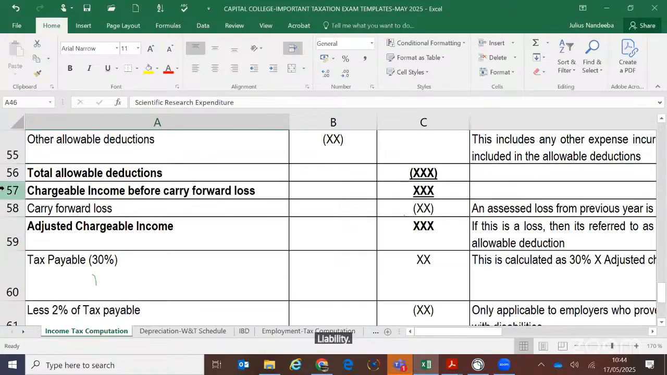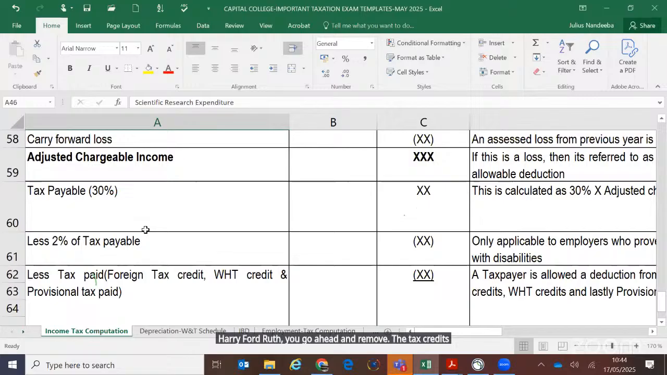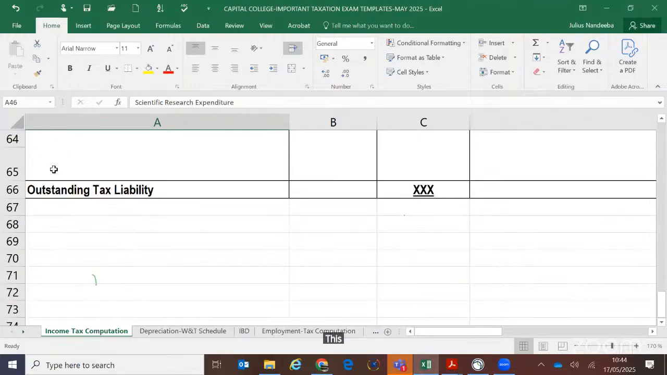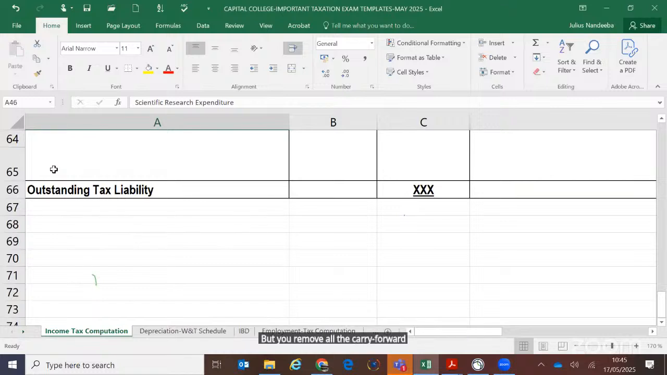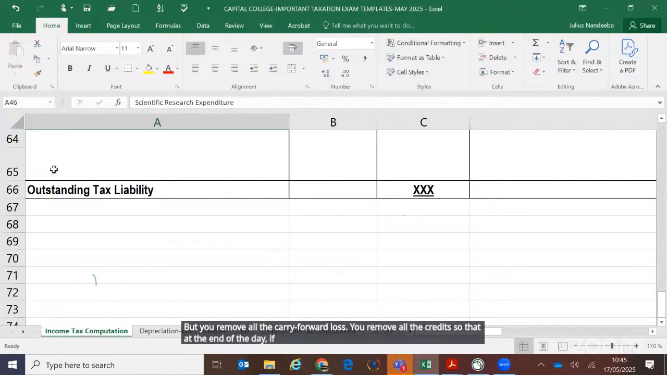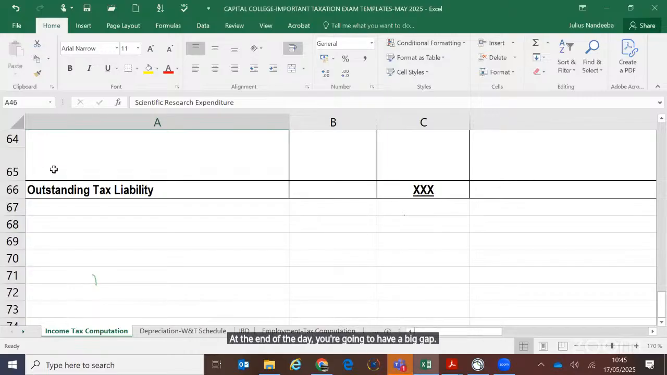In case you get this chargeable income as a loss, you're not going to calculate tax, but you go ahead and remove carry forward loss. You go ahead and remove the tax credits, so that at the end of the day, this outstanding tax liability becomes a bigger negative. So you don't calculate the tax, but you remove all the carry forward loss, you remove all the credits, so that at the end of the day, if the chargeable income was a small negative, you're going to have a bigger negative as your final figure.